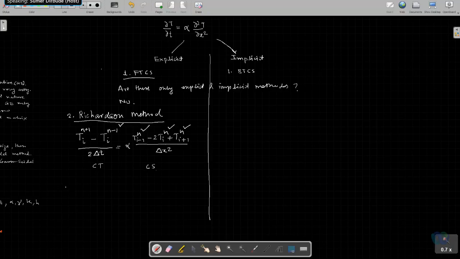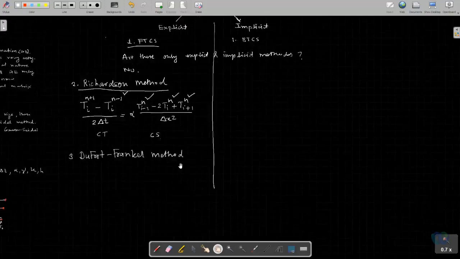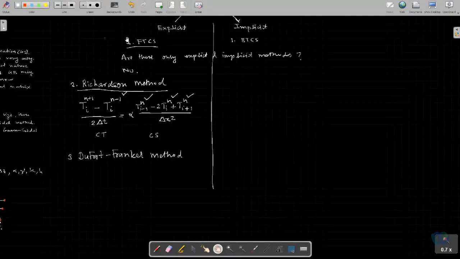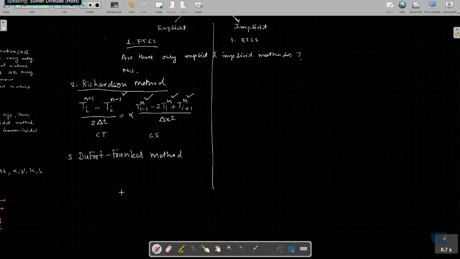Okay. Another possibility in the explicit category is called the Dufort-Frankel method. If you get a good command of one method, that is enough, because they are on the same line, with only some part of the difference.